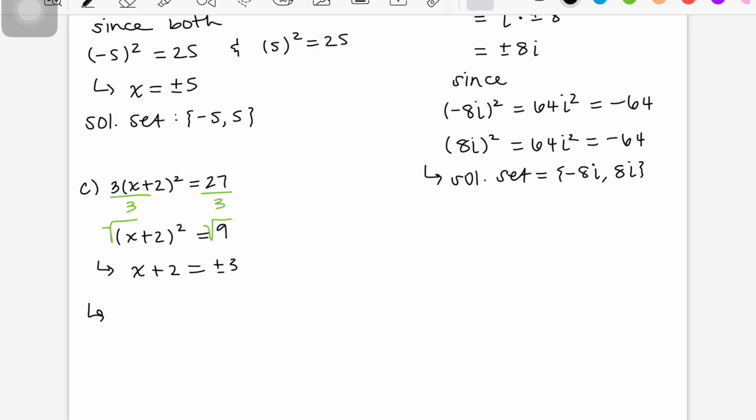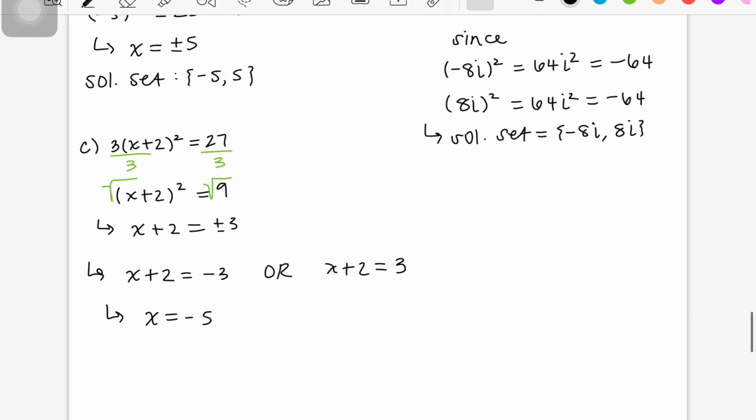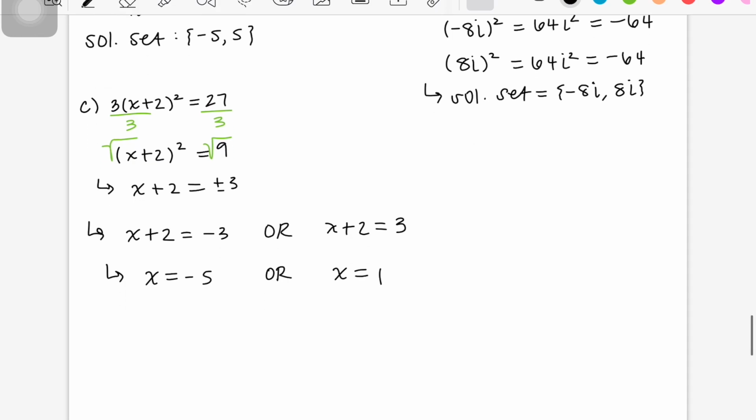So in this case, this tells us that either x plus 2 is equal to negative 3, or x plus 2 is equal to positive 3. And in this case, we'll have x is equal to negative 5 by subtracting 2 on both sides. And in this case, we'll have x is equal to 1 by subtracting 2 on both sides. And so in this case, our solution set is negative 5 and 1.